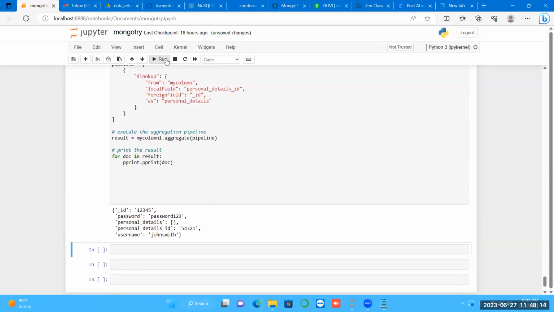Why is it not showing you the right result? Can you see it is not the right result? Because in the personal details, it is not fetching the personal details actually. Something we're doing wrong here. I'm not sure what we're doing wrong. Let me identify.